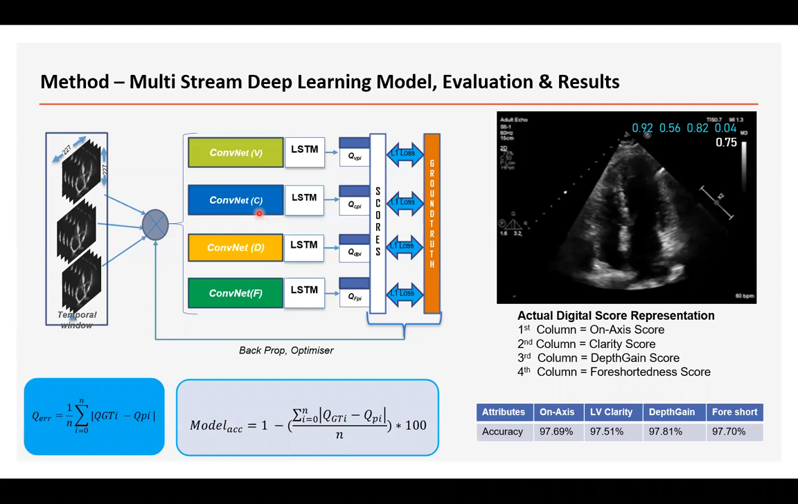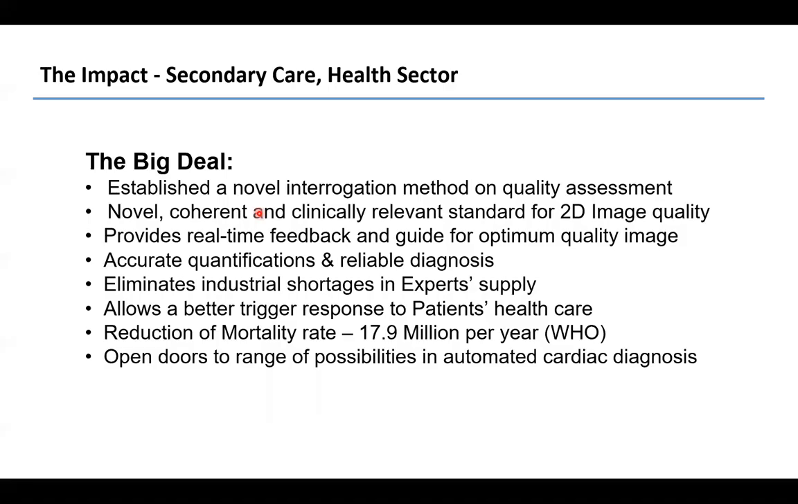And finally, is our deep learning model, which consists of 4 different architectures. Each of the architectures had to elicit the prediction score for on-axis, clarity score, depth gain score, and foreshortedness score, respectively. Our model was evaluated, and we have an overall accuracy of 97.6%. What is the big deal?